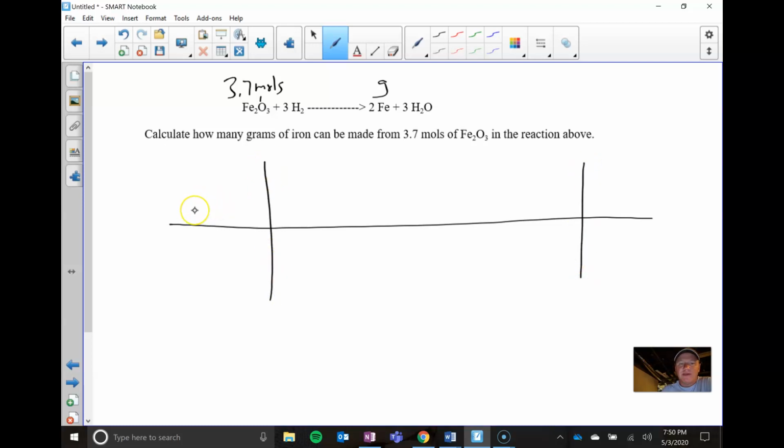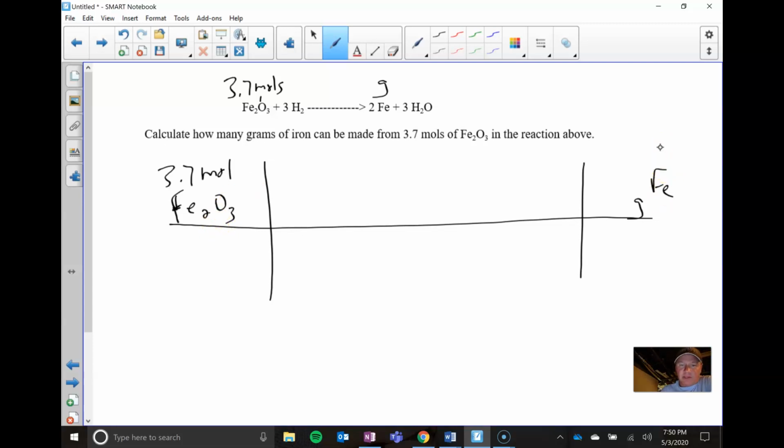Okay, what were we given in the problem? We already stated that it was 3.7 moles of iron 2 oxide. I'm sorry, iron 3 oxide, Fe2O3. All right, and we are asked to find grams of iron. So we are in moles of one particular substance, and we're asked to find grams of another. Now, there's not just a single step that will take us from moles of one to grams of another.